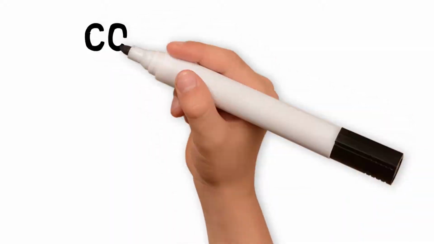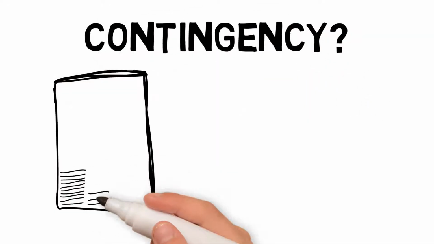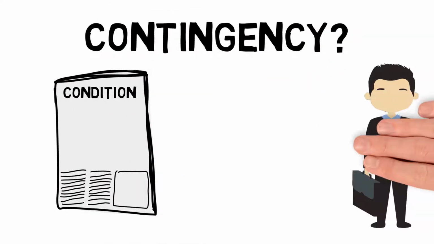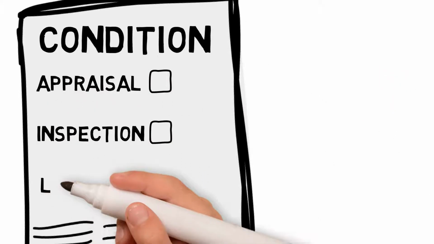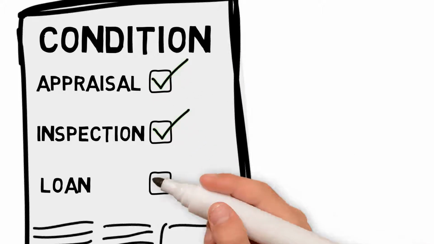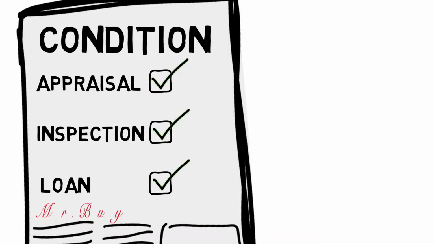Today we're talking about the purchase contract and the contingency removals in the contract. What is a contingency? A contingency is a condition in the contract that needs to be met by the buyer. There's 3 contingencies that act as a checklist. Once you satisfy all 3 contingencies, you can sign off on them and move forward to closing.